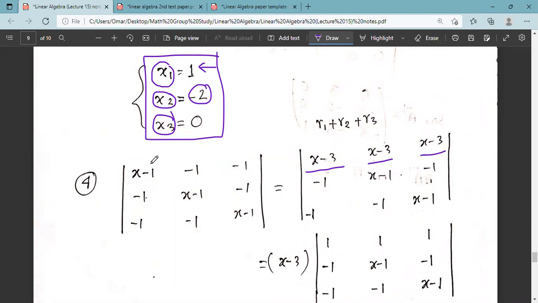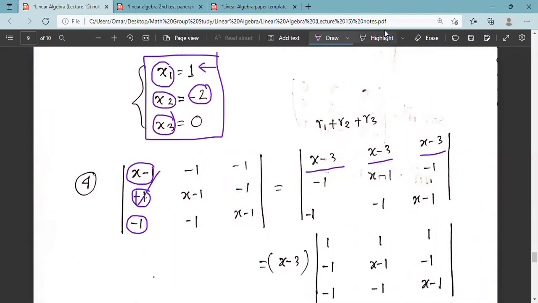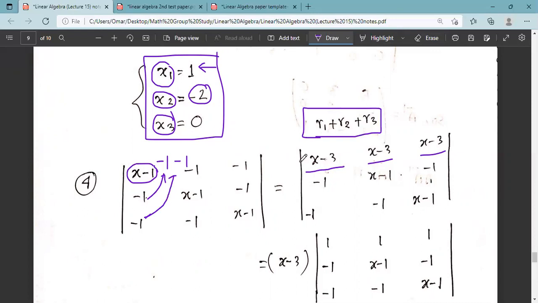If we add the first row with the second row and the third row, then we will get, so we are adding the first row with the second row. x minus 1, then we have minus 1, and also minus 1, right? So I have done this row operation, r1 plus r2 plus r3. So x minus 1 minus 1 minus 1 will be x minus 3. And the same way here, here is x minus 1, right? You can see all the entries of the main diagonal are the same.